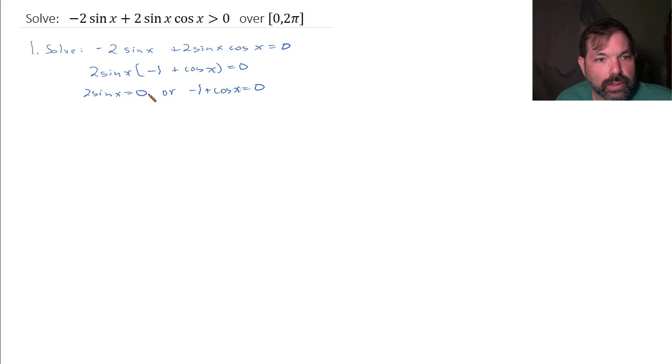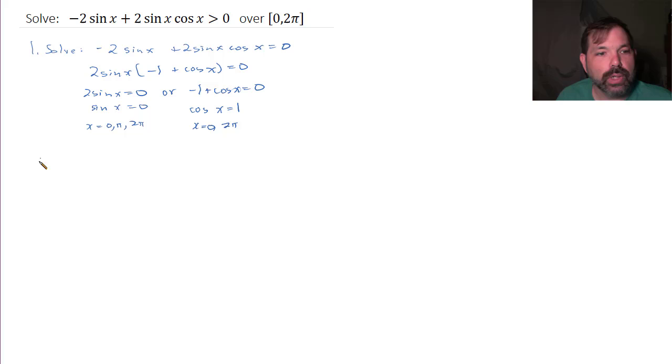Alright, so if 2 sine x is 0, that means sine x equals 0, and so x is 0, pi, 2 pi. And if negative 1 plus cosine x is 0, that means cosine x is 1, and the cosine of x is 1 at, again, 0 and 2 pi. So now we have the roots of the equation.